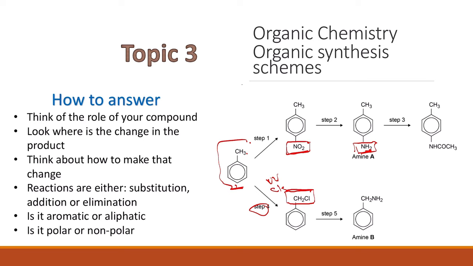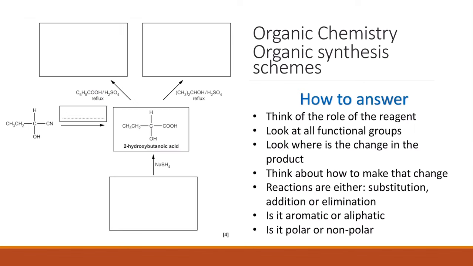Again, at the end, you need to think whether your compound is polar or non-polar. Polar ones mean you have partially positive and partially negative parts, and they can act as either a nucleophile or an electrophile. How to answer something like that? This is from a past exam paper. First of all, you need to think about the role of your reagent and look at all the functional groups. For example, here you have sodium borohydride.